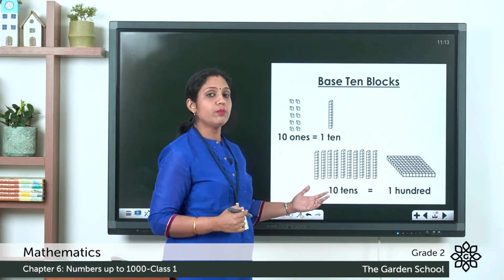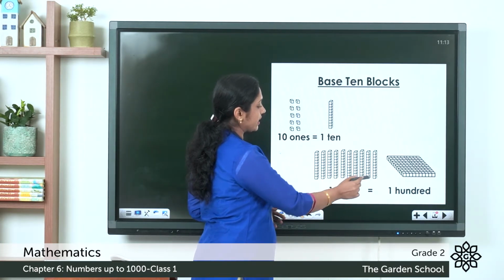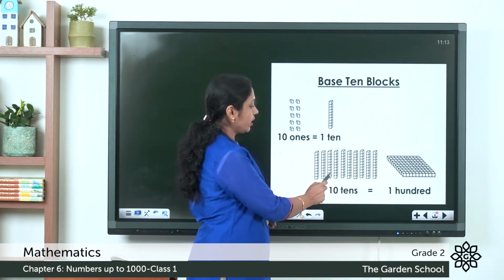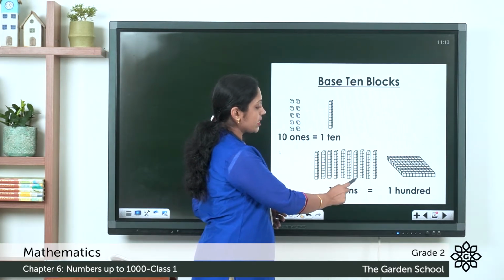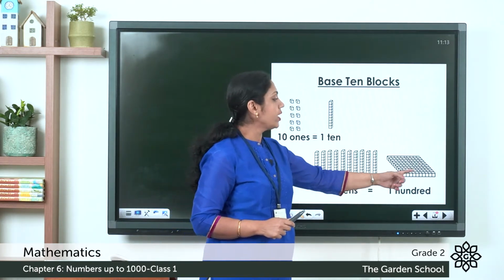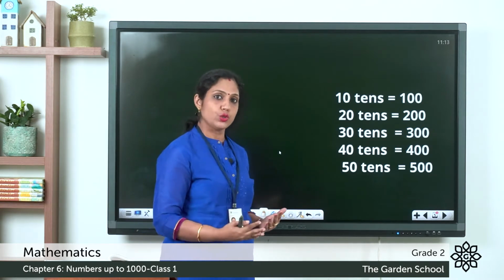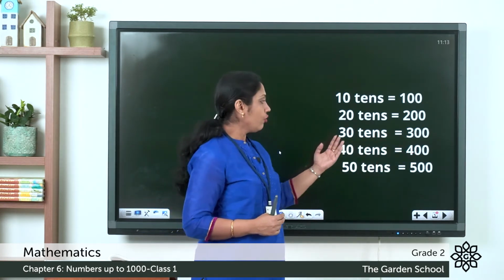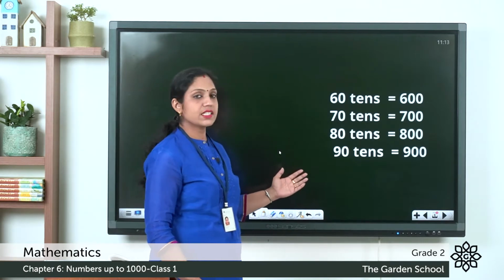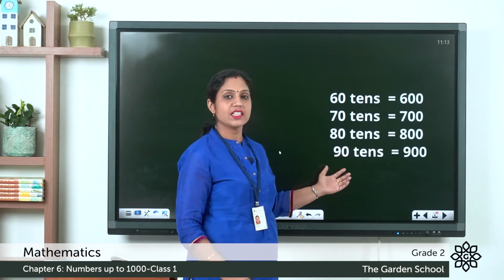So let's count how many blocks are here. 1, 2, 3, 4, 5, 6, 7, 8, 9, 10. So there are 10 blocks of tens. So how much will it be? 10, 20, 30, 40, 50, 60, 70, 80, 90, 100. So we can say that 10 tens is equal to 100. Then 20 tens will be 200, 30 tens will be 300, 40 tens makes 400, 50 tens is 500, 60 tens is 600, 70 tens is 700, 80 tens is 800, 90 tens is 900.